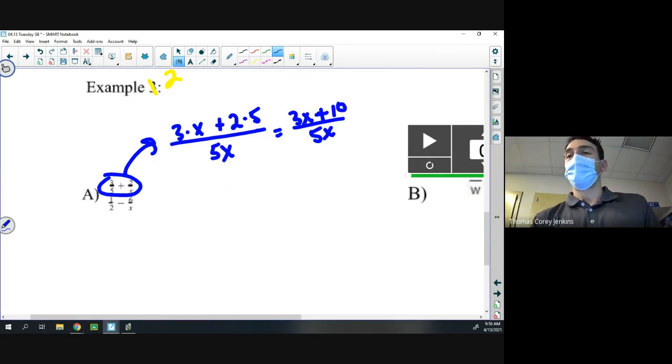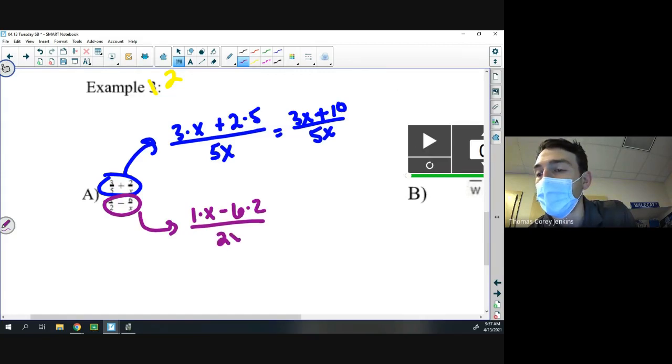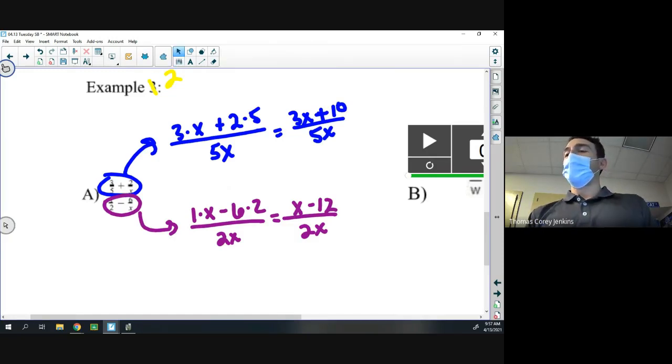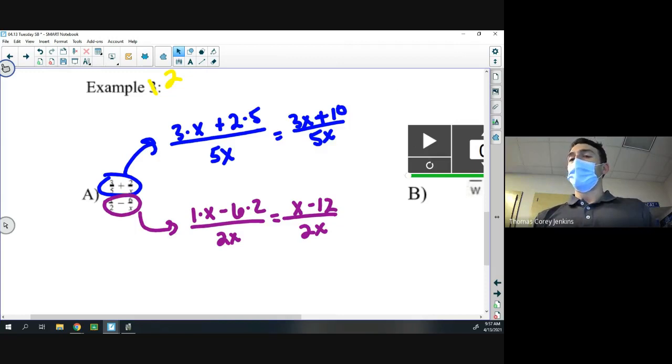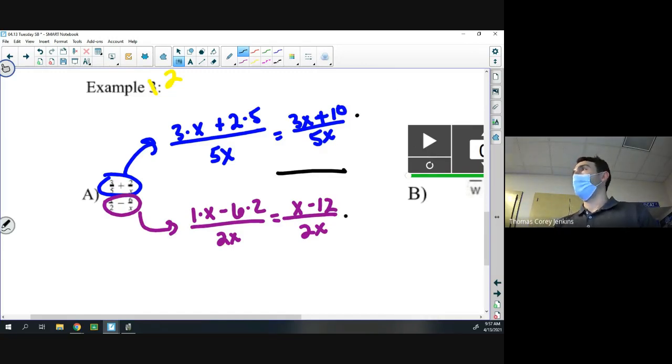And then we'll do the same thing with this. So we'll have 1 times x minus 6 times 2 over 2x. So that simplifies to x minus 12 over 2x. At that point, all we've done is really simplify the numerator and the denominator. So now it's really just this fraction over this fraction, like example 1 from there. After that, you just do same, change, flip.